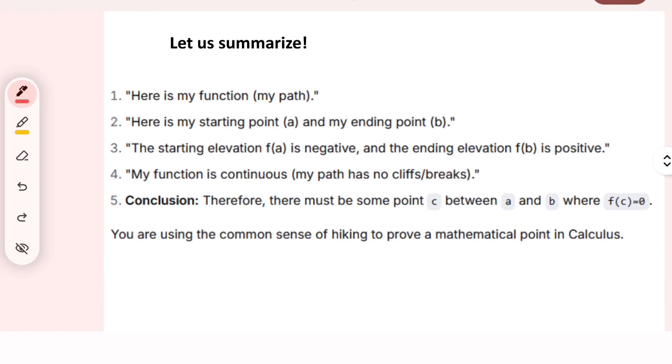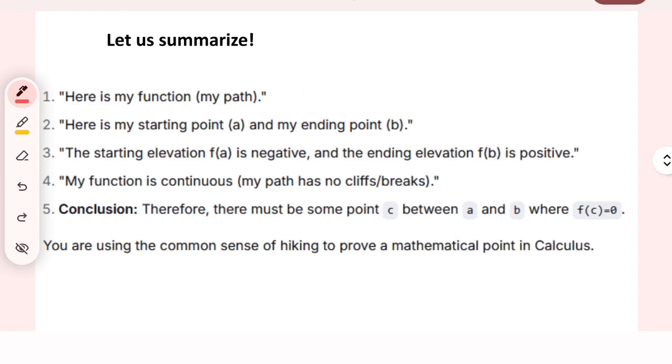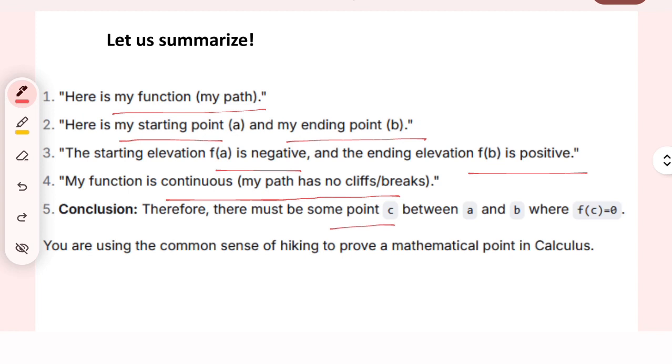So let us summarize. Here is the function, my path. Here is the starting point and the ending point. You start at an elevation which is negative, and you end up at an elevation which is positive. Since my path is continuous, that means no cliffs, no breaks. Therefore, there must be a point somewhere, a point C, between the starting and the ending, where the elevation is 0.